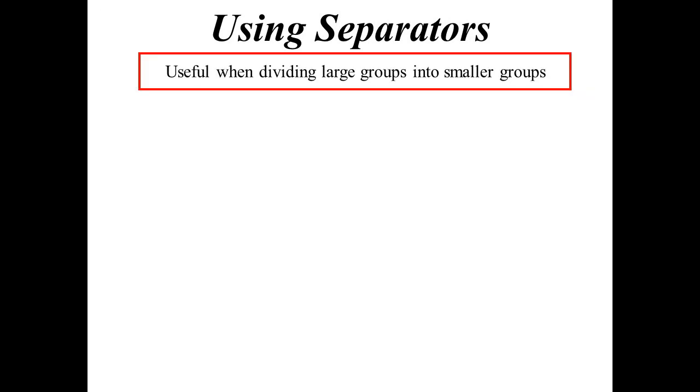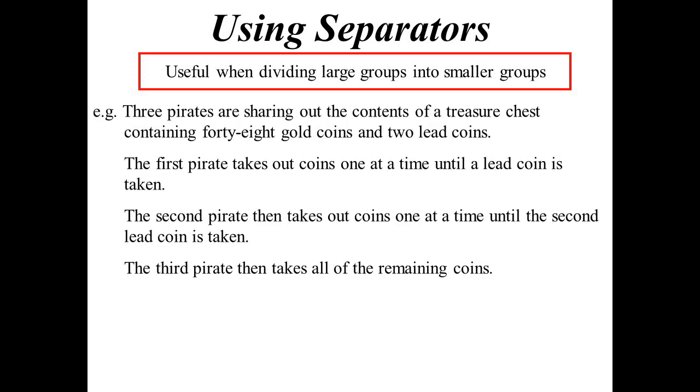All right, final idea. Using separators. And this is really good when you have to divide really big groups into smaller groups. Here's a question. 3 pirates are sharing out the contents of a treasure chest containing 48 gold coins, and there's 2 lead coins. So the first pirate comes along and takes coins out one at a time until he pulls out a lead coin, and that's when he stops. That's how much treasure the first pirate is allowed.